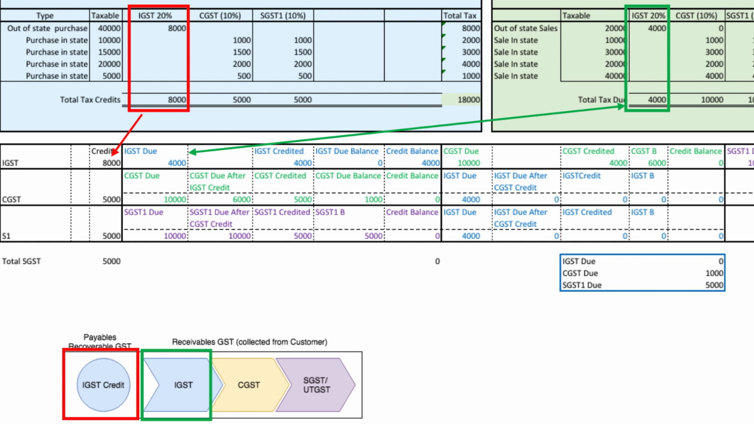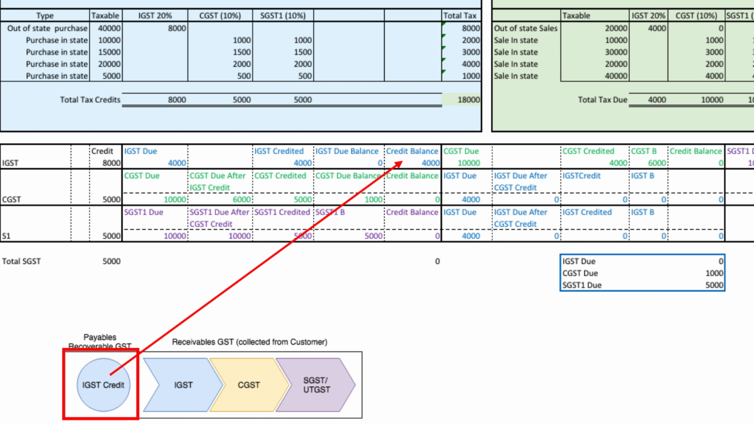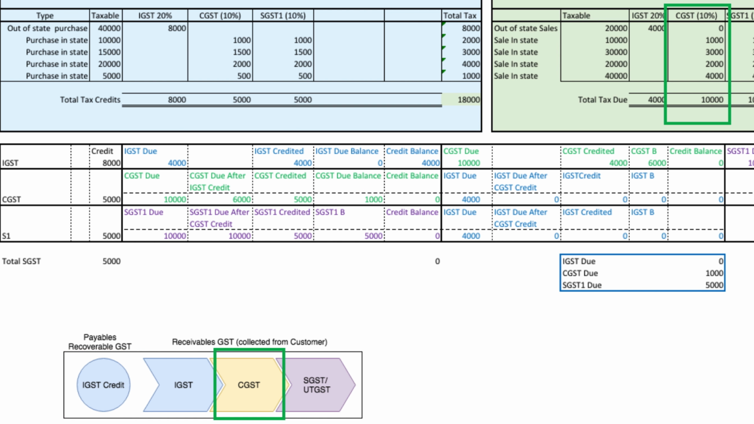So in this situation, we've got our credits of 8,000, and then the amount of IGST that is due is 4,000. So what we do is we take that amount and we allocate it, or we credit it, and what that actually means is there's a credit balance of 4,000. So according to our logic, the new IGST credit is 4,000. Okay, so we've still got a credit amount. We started with 8,000. We've allocated it to the IGST. We now have 4,000, so we now can allocate this to the CGST.